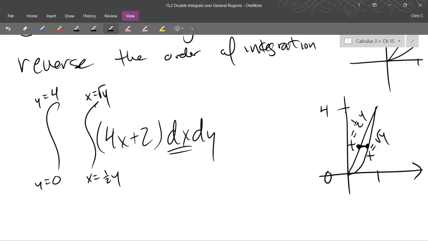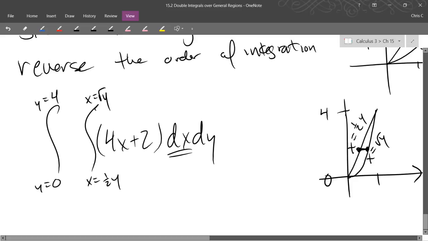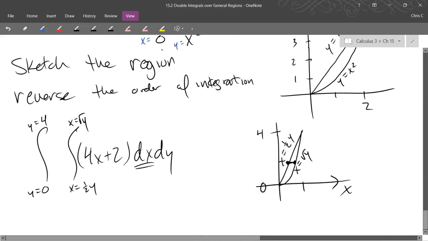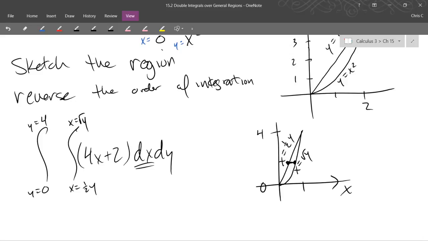And again, if I kept going with what I had, I would get negative the right answer, because I would have switched endpoints around. So that'll make your integral negative. So reversing the order of integration shouldn't change your value. So making a dy dx or dx dy shouldn't change the value. But changing endpoints is a different story when you actually reverse your endpoints.